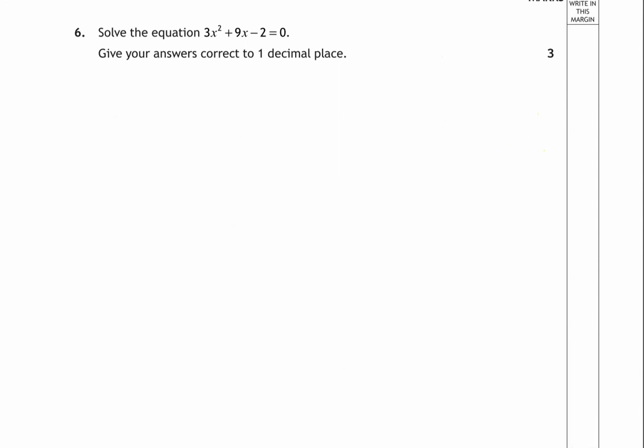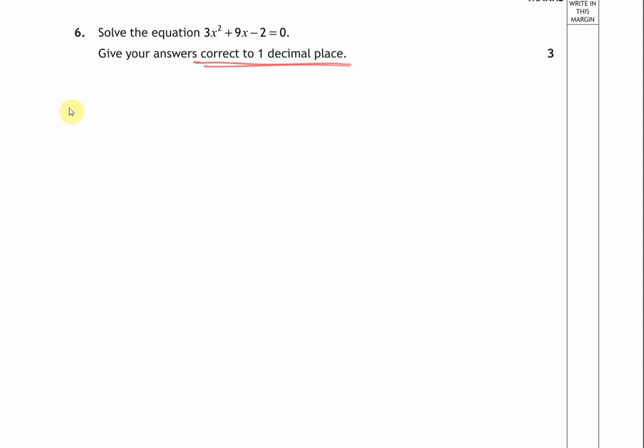Now question number 6: we're asked to solve this equation. So we have 3x squared plus 9x minus 2. We can see that this is a quadratic equation because we have the x squared, the x and then the number. Normally your go-to would be to try and solve it using a trinomial. However, there is a clue here as to what technique we would have to use. When we see things like give your answer correct to 1 decimal place or 2 decimal places, that's a big hint that you need to use the quadratic formula.